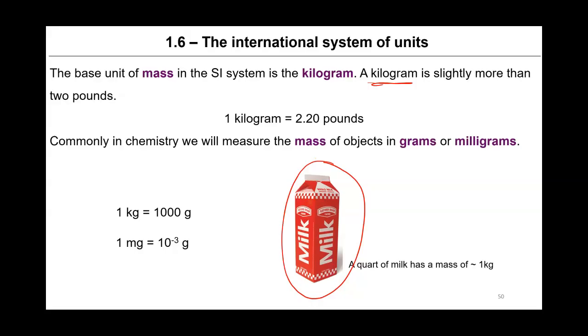Now, in the chemistry lab, we're not going to be measuring out kilograms of stuff. We're probably going to be measuring out grams or milligrams. So one of the most common measurements that you're going to make in the lab this quarter is measuring the mass of something. And again, typically that's going to be grams or milligrams kind of amounts.